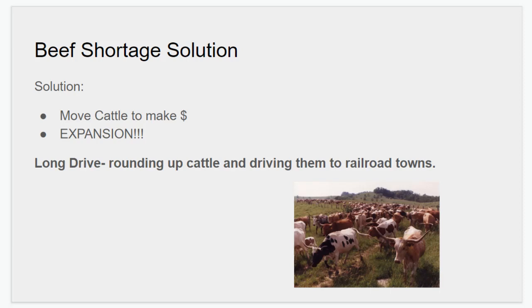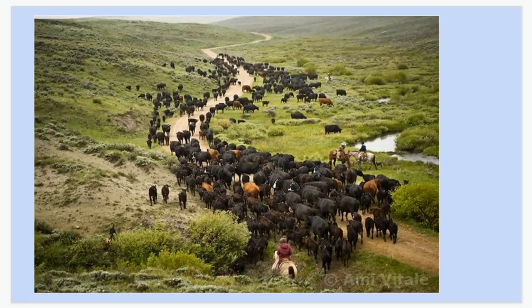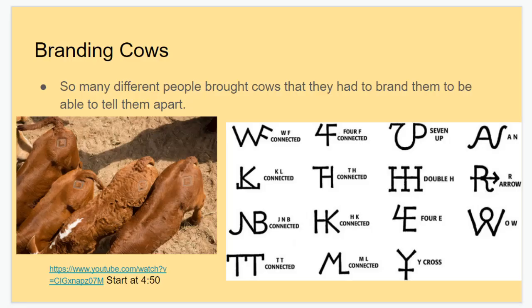The long drive, another vocabulary term, is going to be rounding up cattle and driving them to the railroad towns. So what you'll see is the cattle trails and where the cattle was actually kept and brought to the railway tracks. So you see a long and treacherous walk or drive. Some of the images that you see, honestly, pushing through, with a few cowboys on the outside pushing them in the direction.